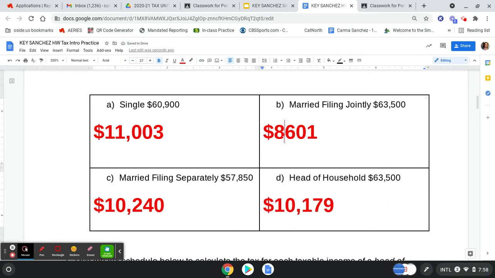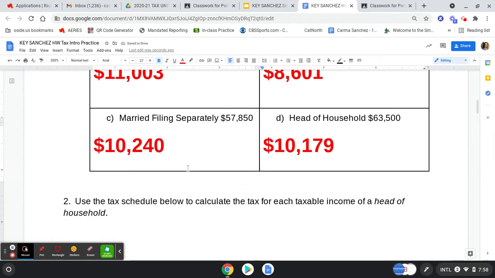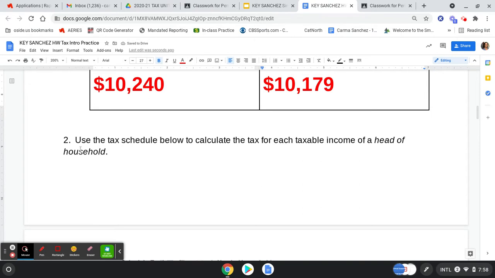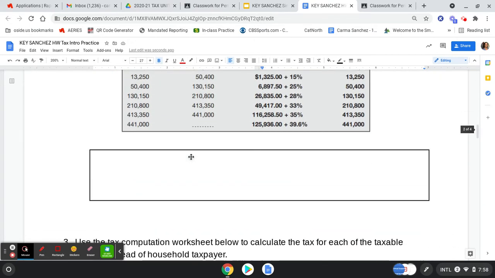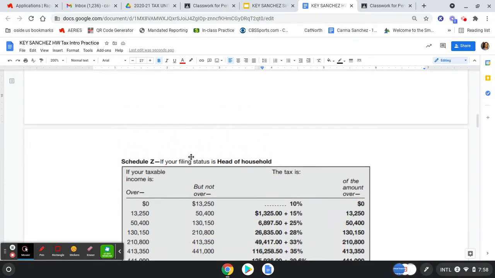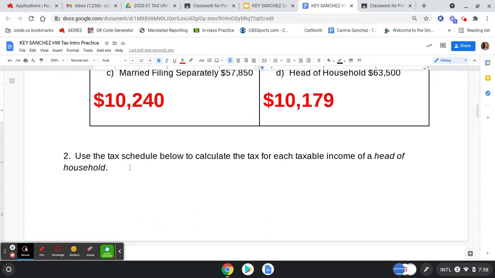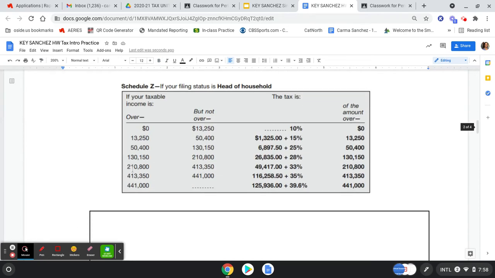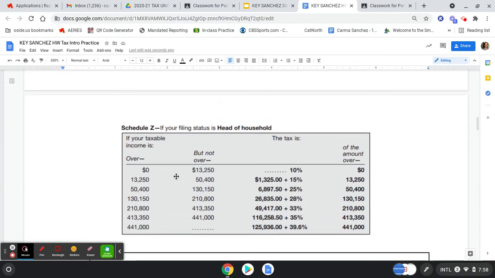Okay, reading that tax table is a skill we're going to need for filing the returns, so hopefully you're getting good at finding those rows and columns. On the next one, we're using the tax schedule below to calculate the tax for each of these for head of household. And you're going to notice on the worksheet that there is no tax amount given. So let's all decide on an income. Let's put in an income of 176,000.